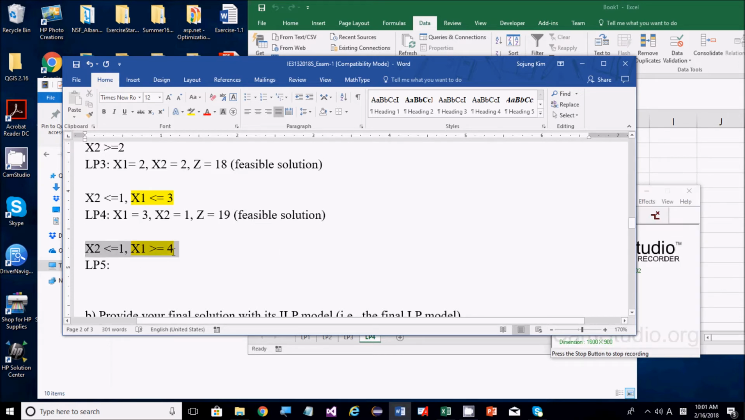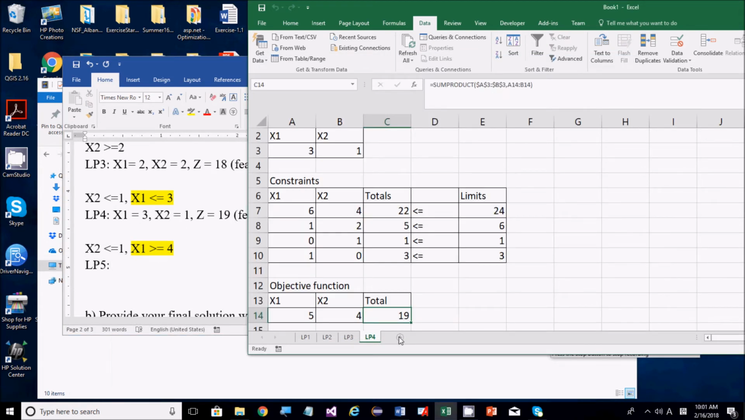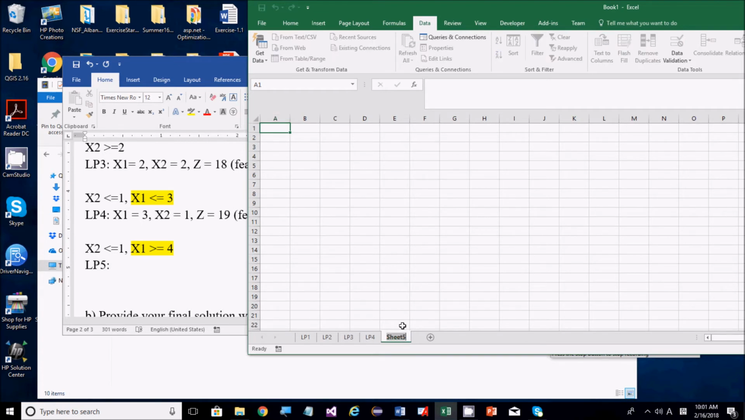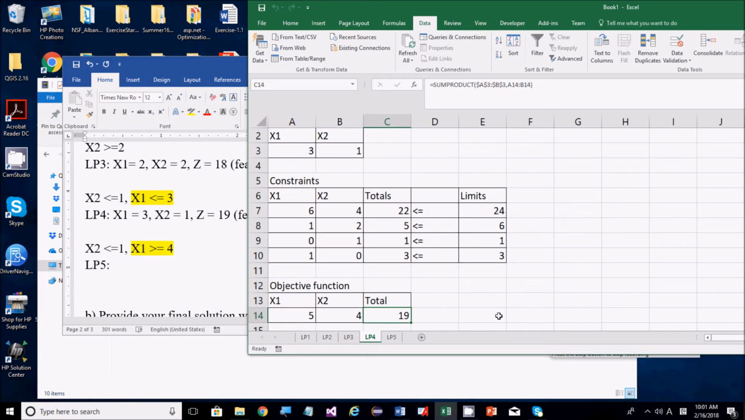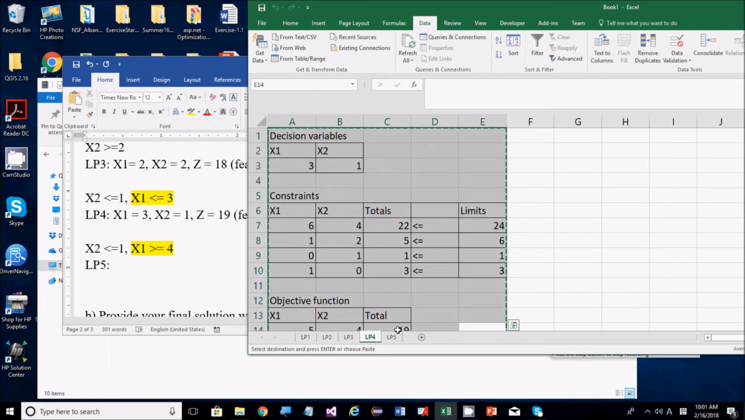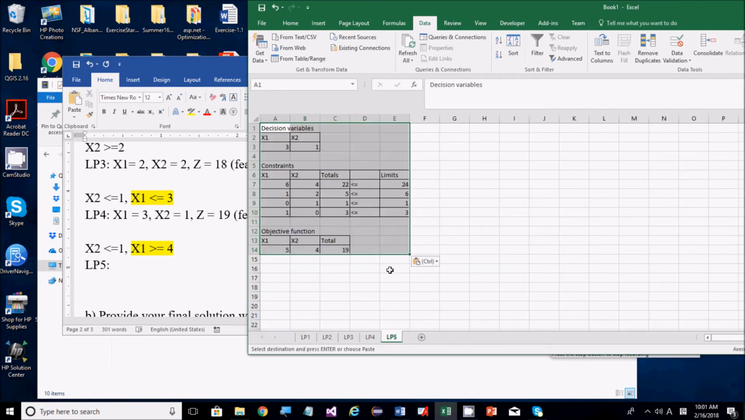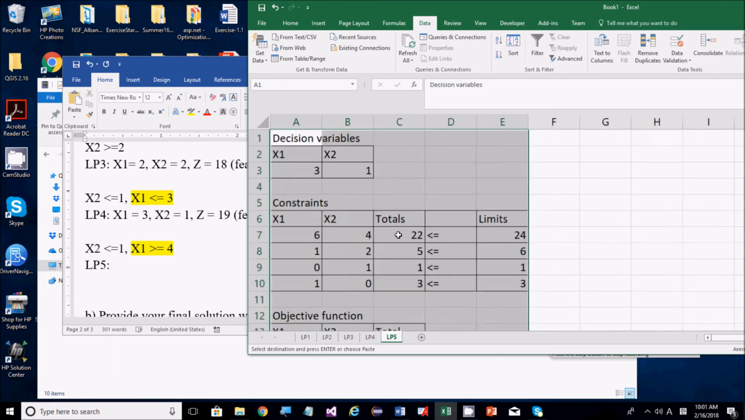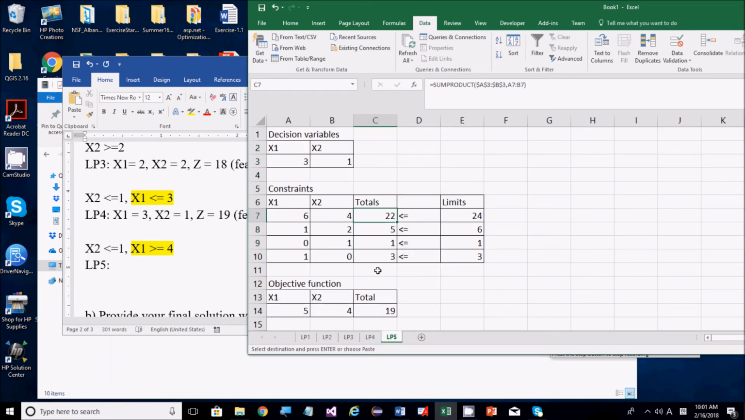And what about the last one? We cannot stop, because we have to consider all possible cases. So let's consider LP5. One easy way is to just copy and paste the previous Excel worksheet. In here we have one different constraint, which should be greater than or equal to 4, right?